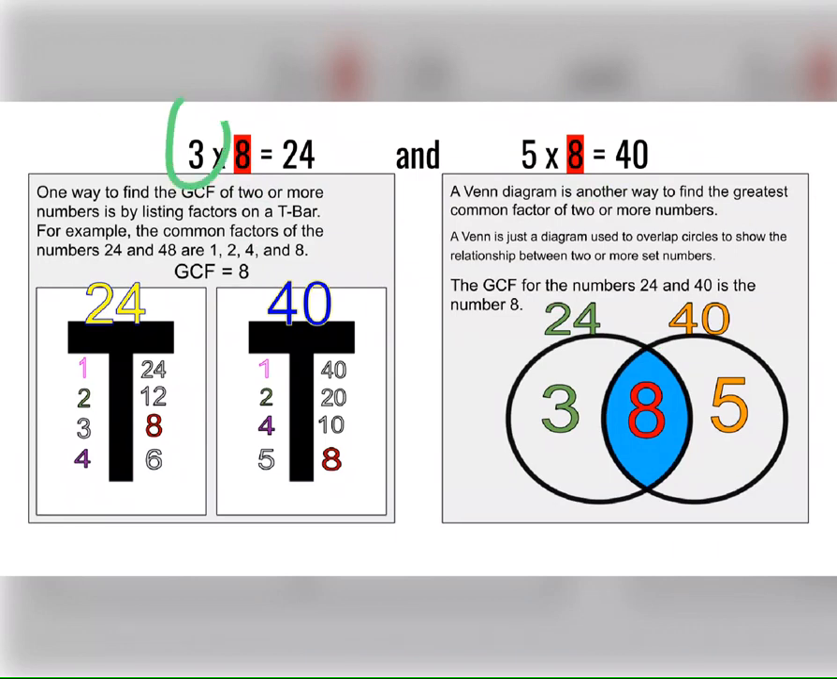That leaves the 3 for the 24 only circle and the 5 for the 40 only circle. So we will not use the 3, we will not use the 5, and we will only use the one they both share in common, which is an 8. So this is another example of how you can show that the greatest common factor on a Venn diagram is 8.